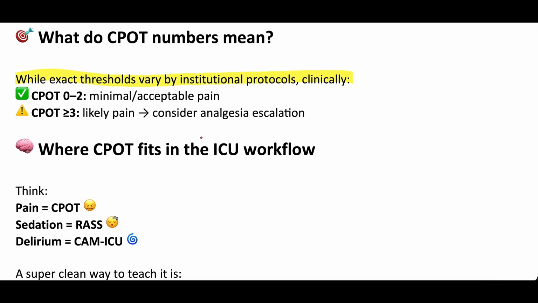Talk to your institutions. All institutions are a little bit different, but in general, a CPOT score of 0 to 2 is often considered minimal or acceptable pain, right? Where a CPOT score of greater than 3, most people would suggest you could consider escalating analgesia. Okay, so 0 to 2 is like the porridge is just right. More than 3, maybe too much pain.